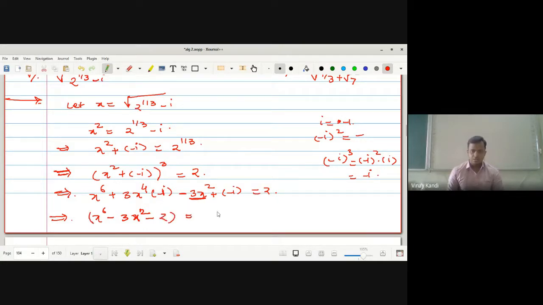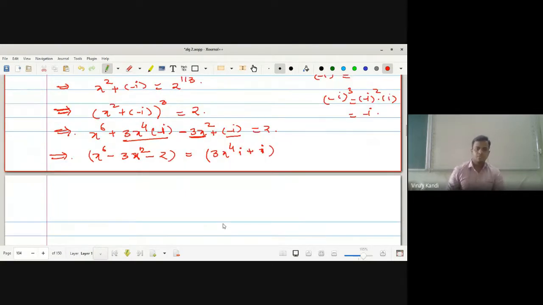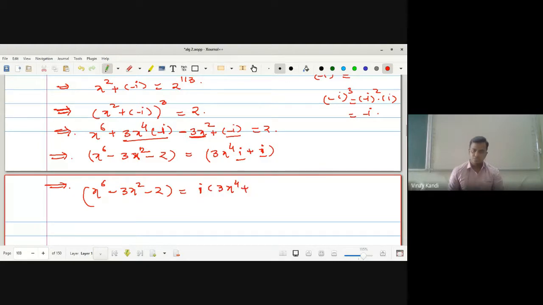And now this one, 3x raised to 4 with positive i, plus this i. Is it correct? Our term is right side. Now again on squaring both sides, x raised to 6, there is no coefficient of i. So x raised to 6 minus 3x square minus 2 is equal to, take i common first, 3x raised to 4 plus 1. Is it correct?